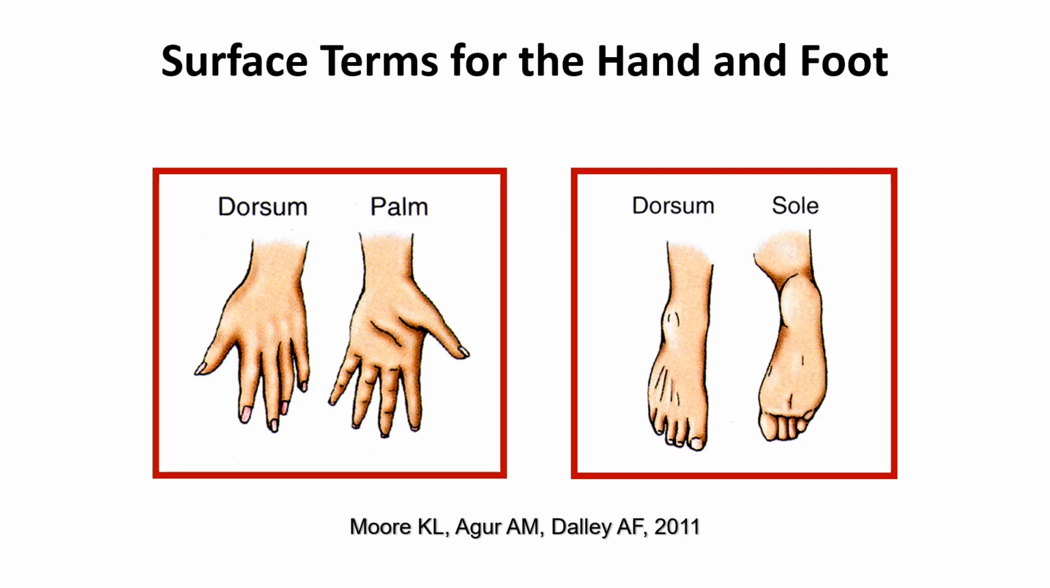Surface terms for the hand and foot. The dorsum of the hand is the posterior side, and the palm is the anterior side. The dorsum of the foot is the anterior surface of the foot, and the sole is the plantar side of the foot.